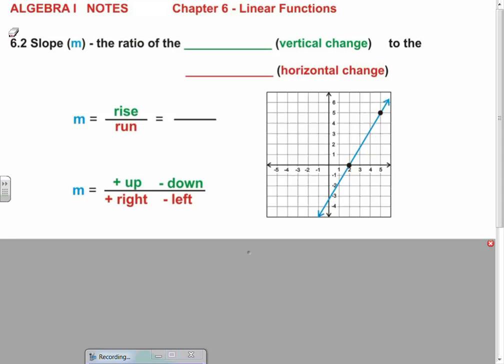Slope is muy importante. Probably didn't say that well, did I, Pamela? No. Was it okay? Was it so-so? Is it livable? All right.